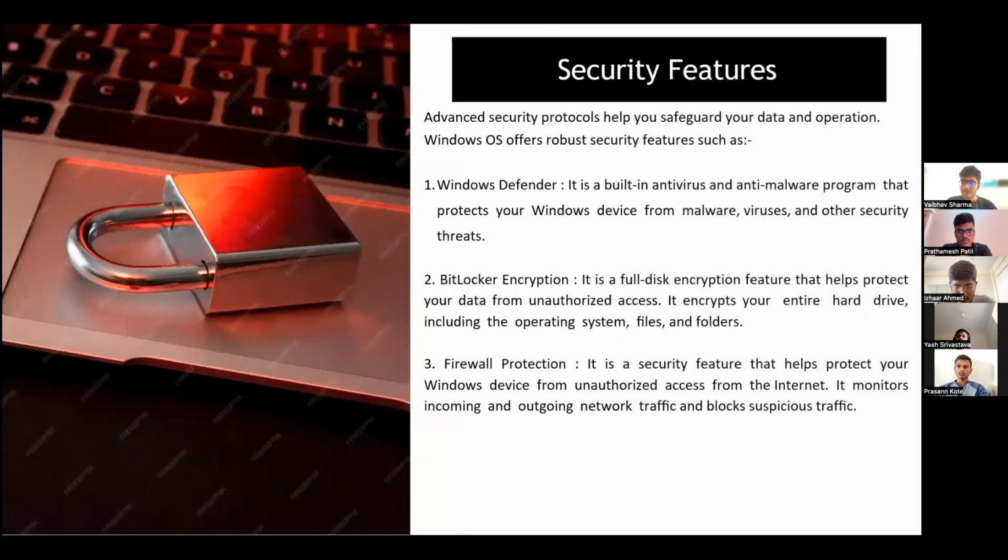Talking about the security features, the advanced security protocols help safeguard our data and operation. Windows OS offers robust security features such as Windows Defender, BitLocker encryption, and firewall protection. Windows Defender is a built-in antivirus and anti-malware program, while BitLocker encryption is a full disk encryption feature which helps protect the data in the hard disk from unauthorized access, while firewall protection is a security feature that helps protect Windows devices from unauthorized access through the internet.